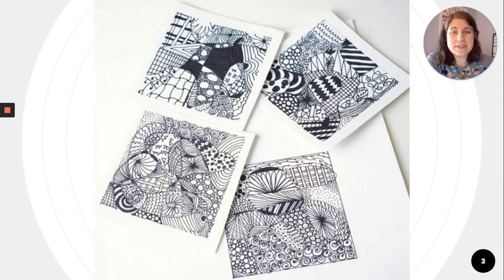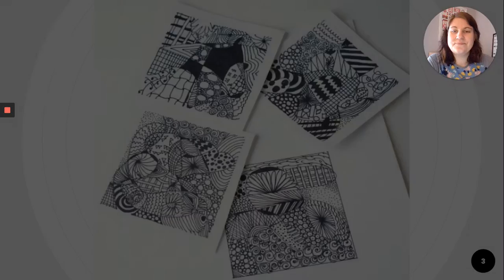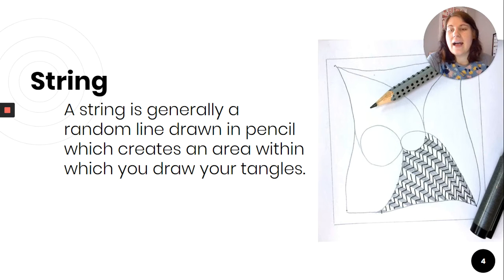So here's some examples of some traditional Zentangles. Like I said, most of them are kind of formed in a square or a circle. So, a string. This is some Zentangle vocabulary for you. A string is generally a random line drawn in pencil, which creates an area within which you draw your tangles. On the right of the screen here, you see the string with one of the patterns or the tangles drawn in.